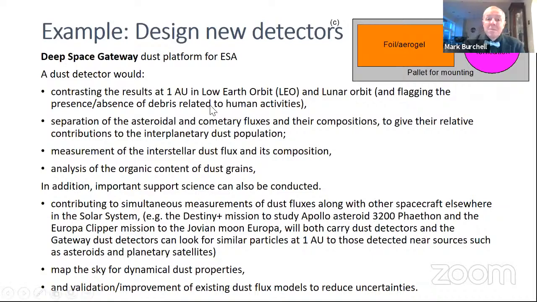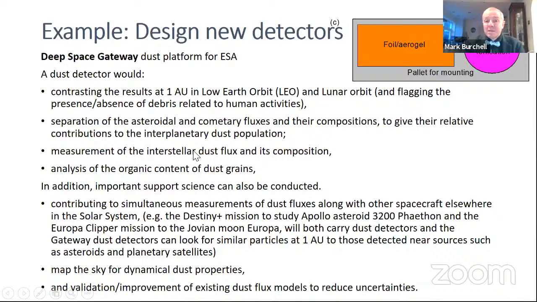But it's got lots of things that will measure the dust at 1 AU, the distance from the sun is 1 astronomical unit, but not in low Earth orbit, it will do it in lunar orbit, whereas at the moment there's no human materials, human products. So we can compare Earth orbit to lunar orbit. We can try and look at asteroidal versus cometary dust. We can try to look at interstellar dust.